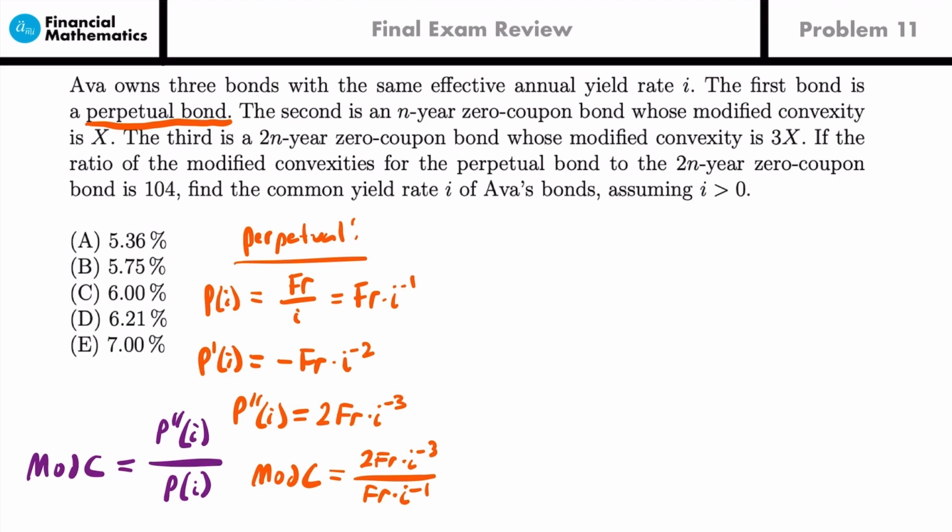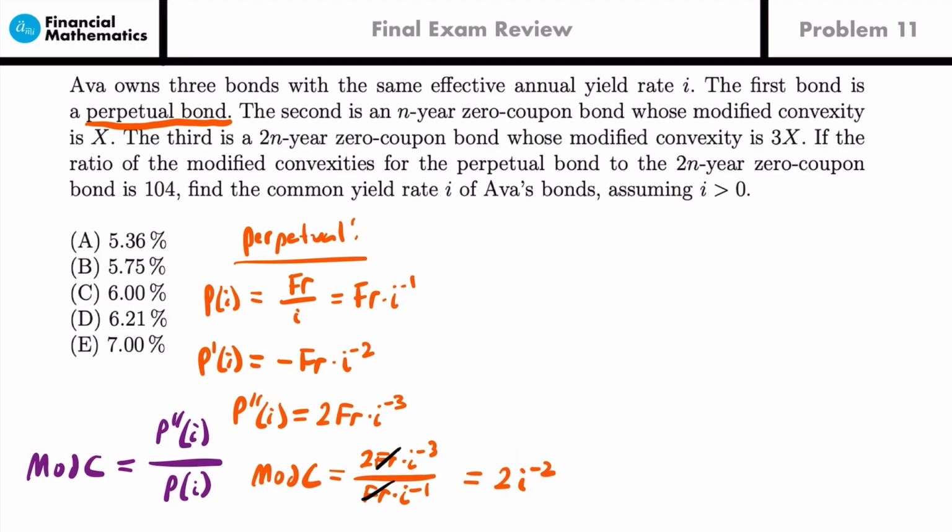Okay, so notice that there's some things that cancel out here. For one thing, it doesn't matter what the amount of the coupon is because it's in the numerator and denominator of this calculation for the modified convexity. So we can cancel those out. F times R is just going to disappear from that expression. And then we have I to the power of negative 3 divided by I to the power of negative 1. We can subtract exponents here. Negative 3 minus negative 1 is the same as negative 3 plus 1. So we'll just be left with I to the power of negative 2. Okay, so the modified convexity here is equal to 2 times I to the power of negative 2. That's pretty nice. That's the modified convexity of the perpetual bond.